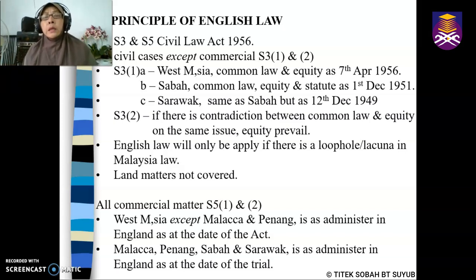For Sabah, not only will they be referring to cases for common law and equity, they will also be referring to statute, meaning the acts there in England, as at 1st December 1951. So this is much older compared to Peninsular Malaysia.